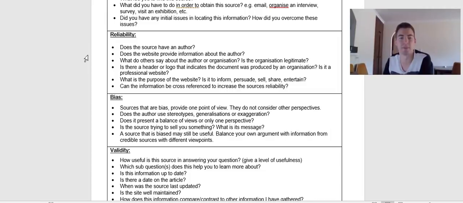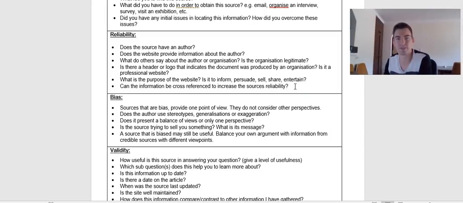What is the purpose of the website? Is it to inform, persuade, sell, share, or entertain? So you've got to think about, why was this source created? What is its aim? What are they trying to do? And lastly, can the information be cross-referenced to increase the source's reliability?